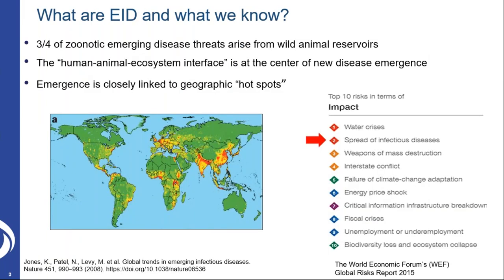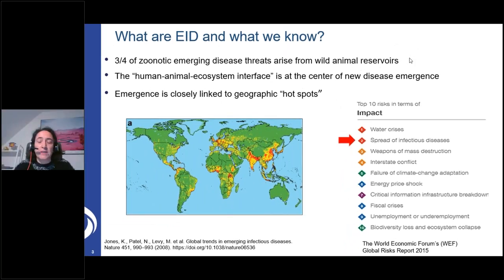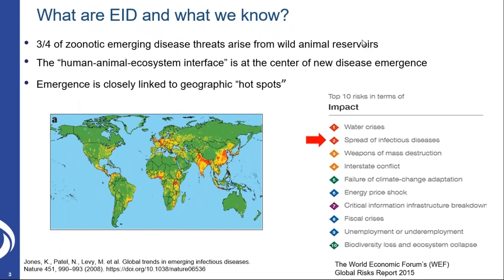Why is this important? Well, I think that in 2020 with COVID, I don't need to convert anybody to the importance of looking at pandemics. I think we are all in agreement. What is important to realize is that emerging infectious diseases, which we can define as newly appeared diseases or diseases that have existed before but are increasing in incidence or in their geography, have increased over the last few years.